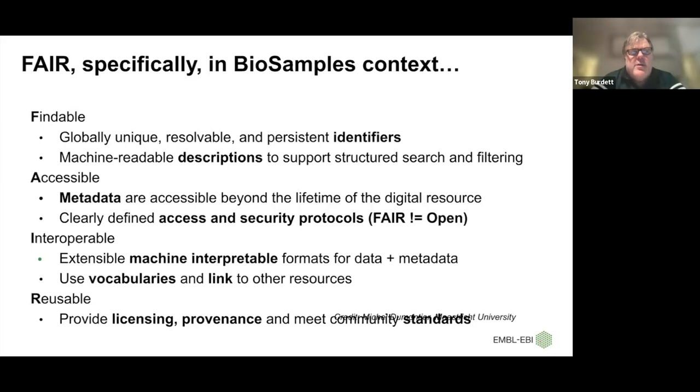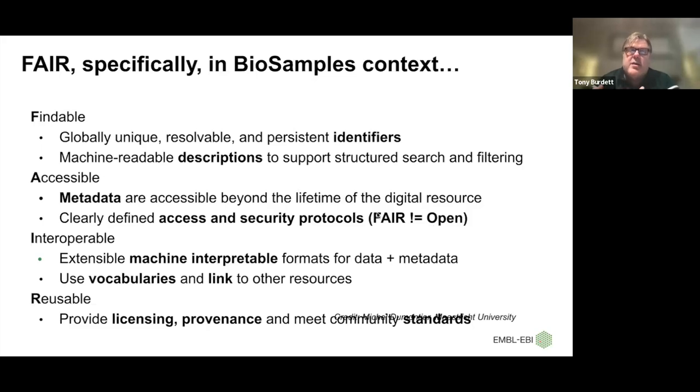So the specific components of FAIR that we care about in the biosamples context are outlined on this slide. I don't want to go through it in a lot of detail, but it is worth calling out one or two of the things here. To make samples findable, one of our goals is to provide a globally unique, resolvable, and persistent identifier. That's one of the FAIR indicators, and it's one of the things that BioSamples does by giving accessions to sample records. We try to clearly define access and security protocols.